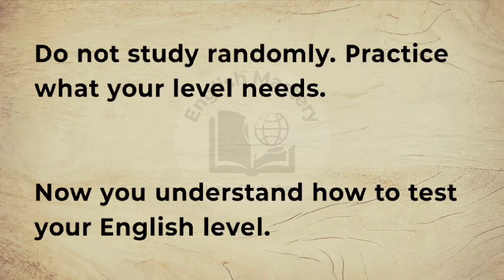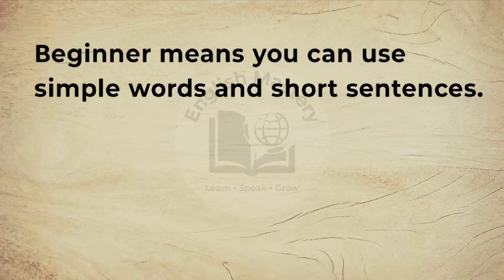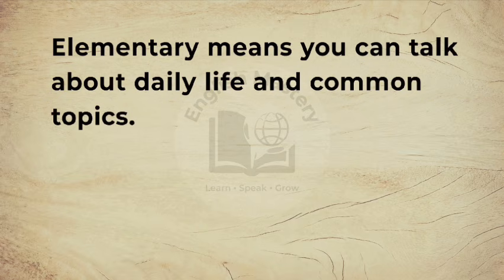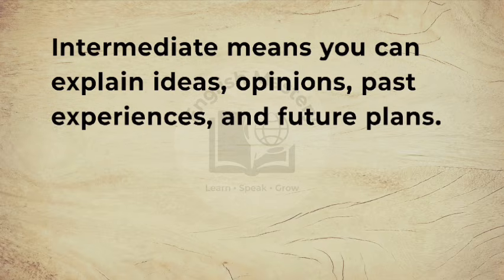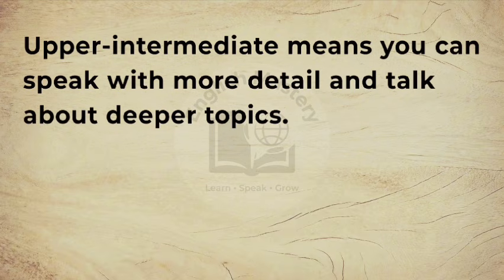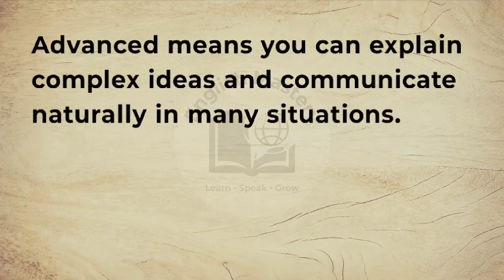Now you understand how to test your English level. Beginner means you can use simple words and short sentences. Elementary means you can talk about daily life and common topics. Intermediate means you can explain ideas, opinions, past experiences, and future plans. Upper intermediate means you can speak with more detail and talk about deeper topics. Advanced means you can explain complex ideas and communicate naturally in many situations.